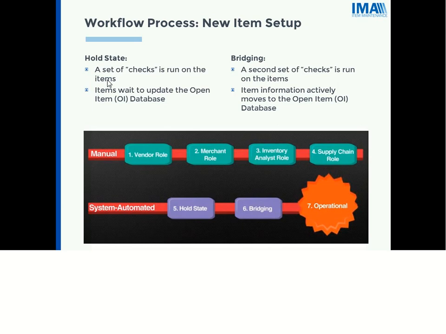Once you get past those 4 roles, we have the system automated roles. You have hold state, where a set of checks is run on the items, and items wait to update the open item database system. And then finally, we have bridging. Bridging is where a second set of checks is run on the item. The information moves to the open item database, and for Sears items, it gets exported to core. Kmart items should not spend very long in bridging. Sears items can spend a while in the bridging role, maybe even overnight at times.